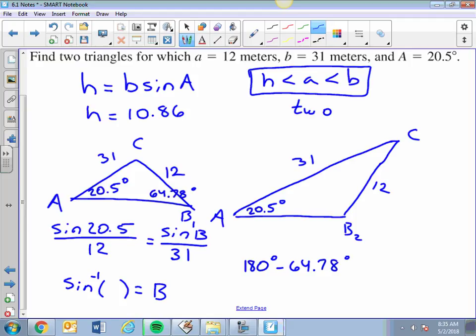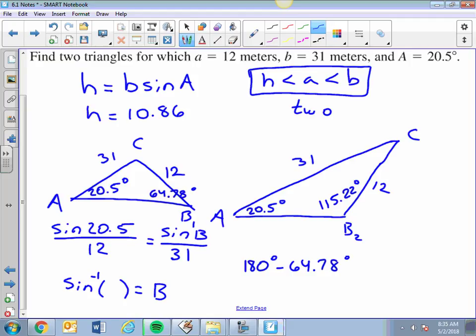64.78. So it's almost as if we can swing our leg open and closed, and at two different points, we form two different triangles with these two different angles. Okay, so that's how that works. It's the swing door theorem, which you learned all the way back when you were sophomores. Okay, so 115.22 degrees. Now that allows me on both of these to find out what the C is.